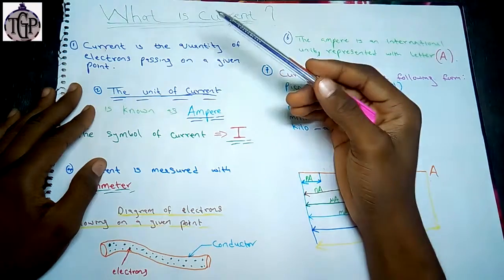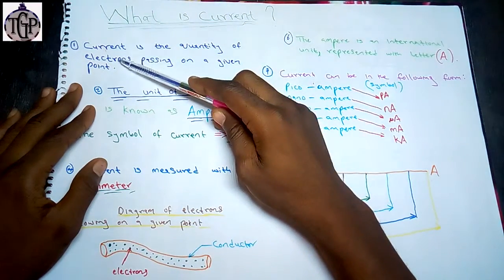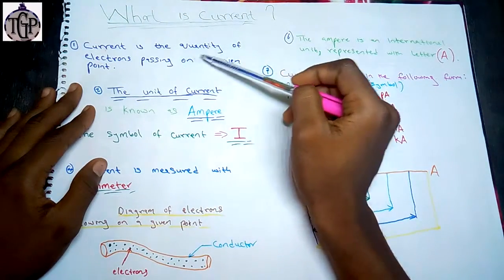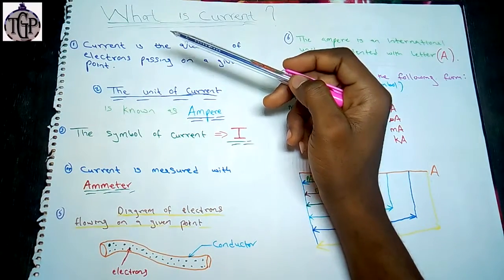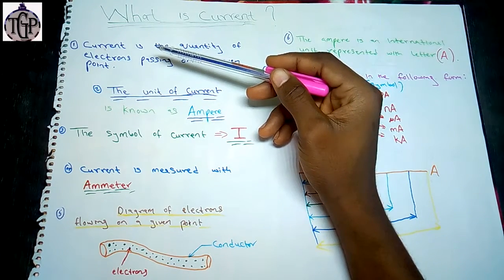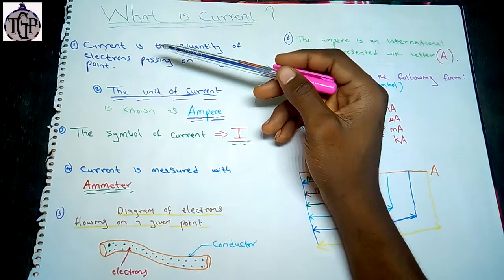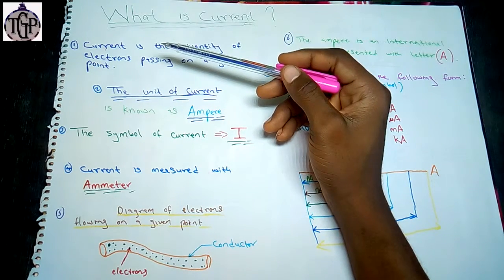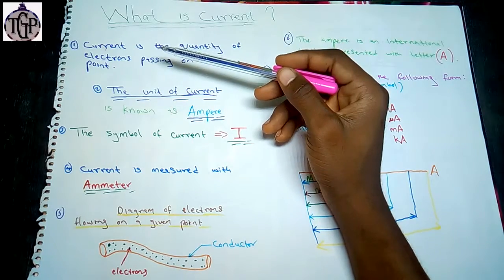Let's define current. We say that current is the quantity of electron passing on a given point. And we know electrons are made up of negative, understand?